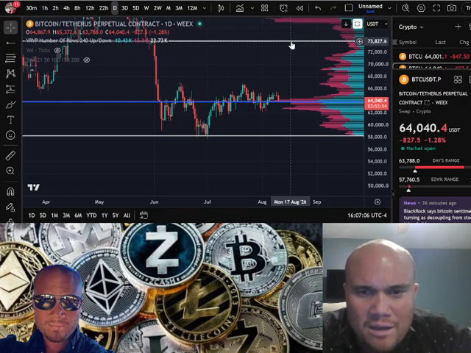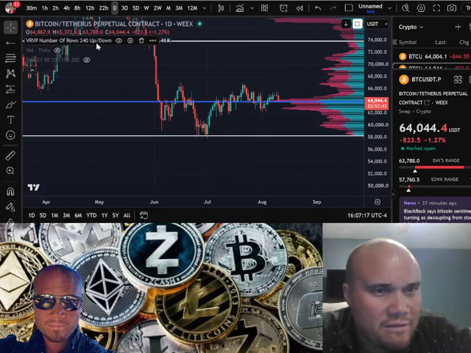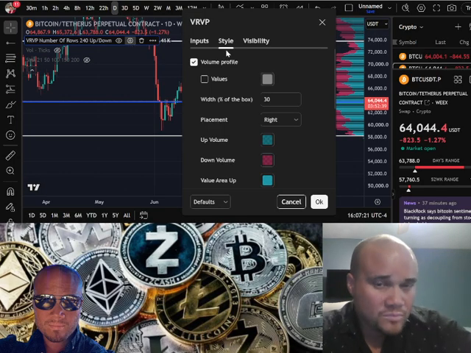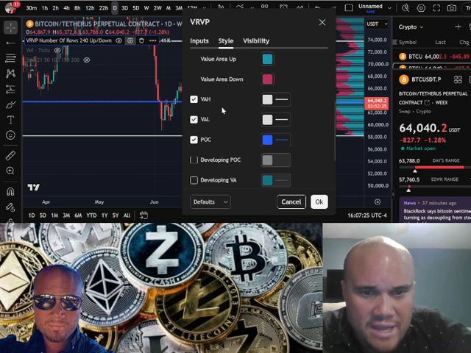The most important levels or components we're seeing on the chart are the value area high, the point of control, and the value area low. You can find this on the VRVP indicator if you go into settings. You'll see that you have the VAH, the VAL, and the POC as the components of this indicator. They are clicked on, and that's why you're seeing it on my chart.